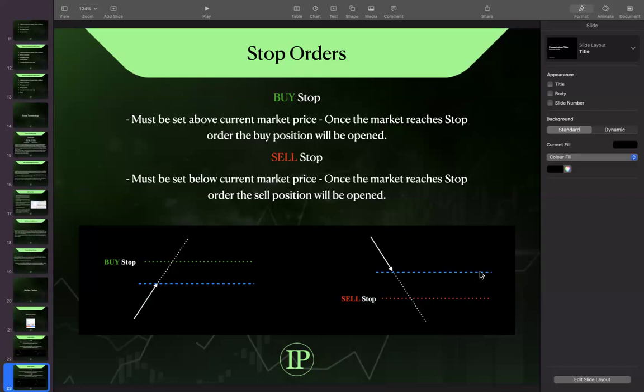So if current market price is sitting at 1,900, then here it needs to be 1,890, okay? And that's where you can place that order. It needs to be below. So as price comes, it will trigger you in for the sell and continue, okay? Hope that makes sense.